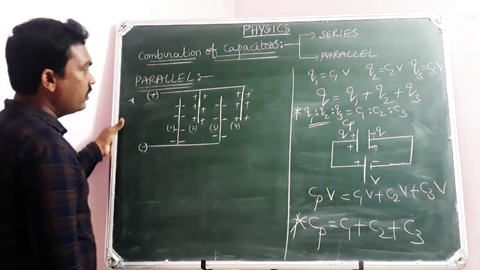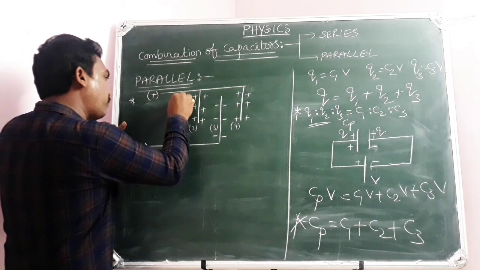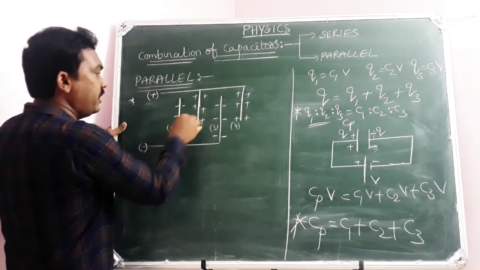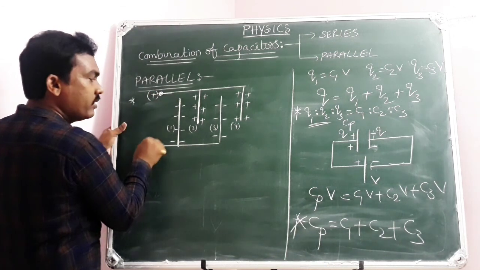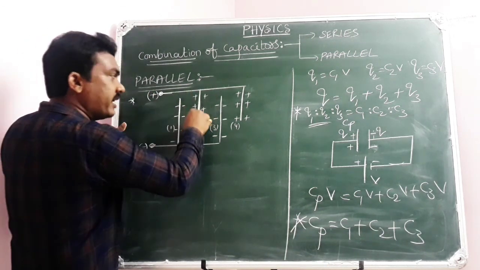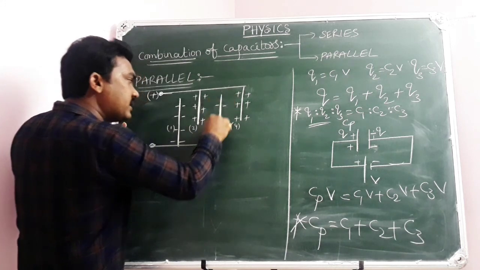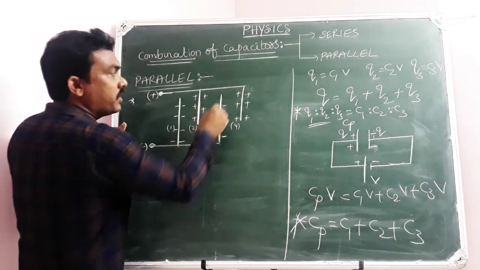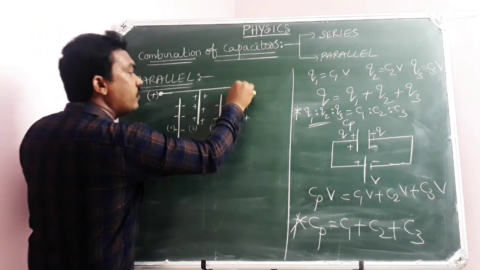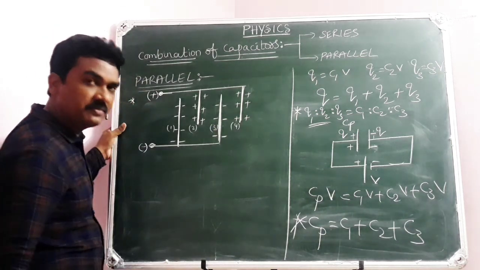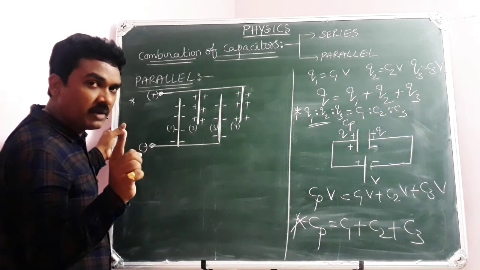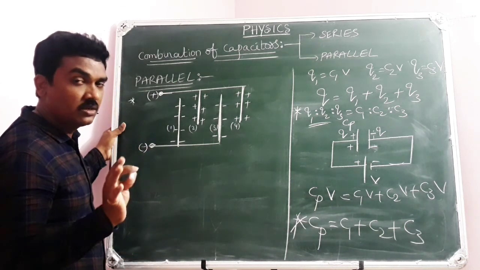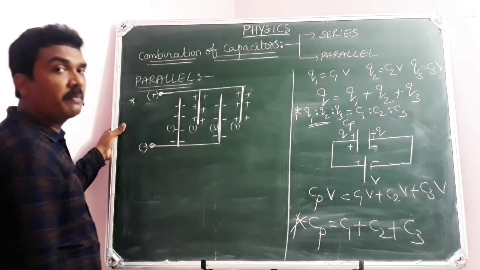Now you can see here the potential difference across the first plate and the second plate will be V, which is the potential difference across the battery. The potential difference across the second plate and the third plate is V. The potential difference across the third plate and fourth plate is V. So across every capacitor, potential difference remains the same, not charge. Potential difference, because they are in parallel.